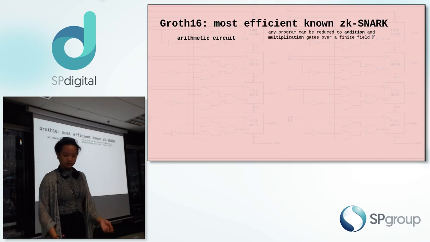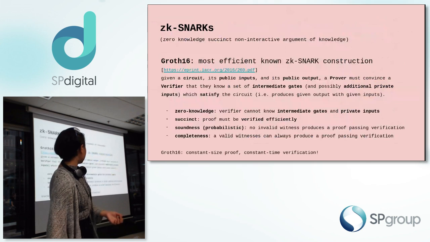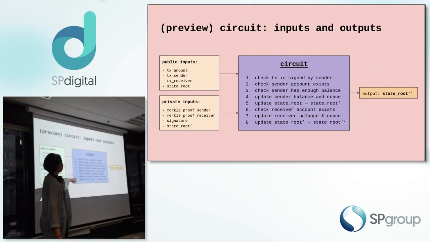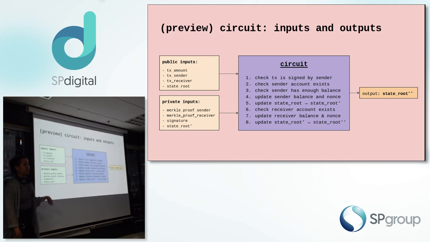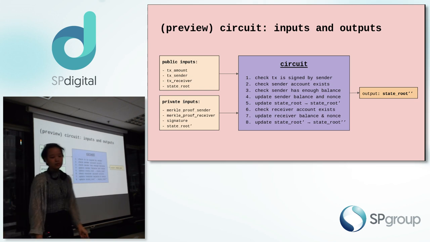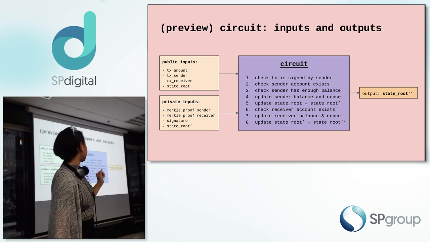Did I skip a slide? I did. Right. This is an example of what we might want to do in a circuit. It's a little preview of what rollup does and how it works. I just put the preview here so that you can see roughly the structure: there's a public input and public output, and some private inputs that must not be known to the verifier. But we'll go through the logic of this later on.